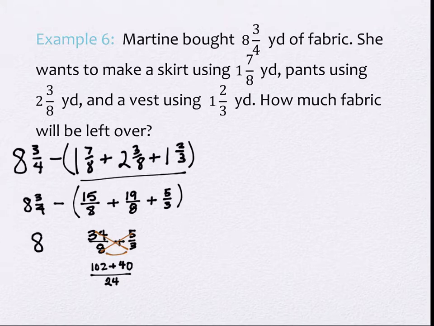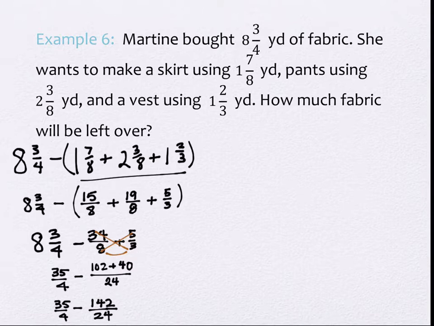Now, I'm wanting to take that away from 8 3/4, so it's probably a good point now to go ahead and change that into an improper fraction, either this step or the next one. If I change that into an improper fraction, what is 8 3/4? What is it? 35. Yes. Okay, so now I have 35 over 4 minus 142 over 24.